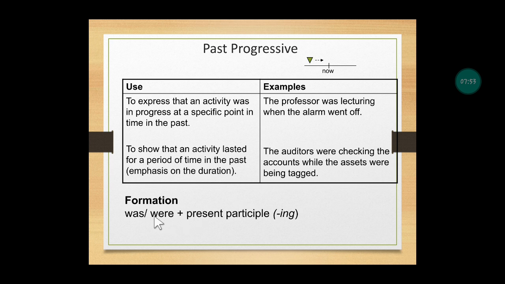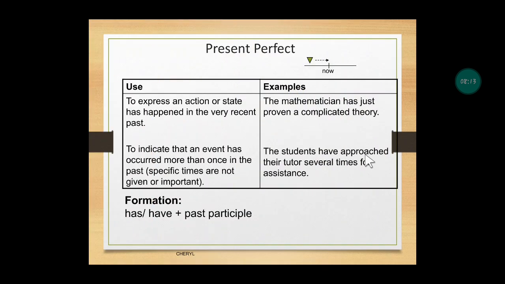How is the formation? We use was or were plus the present participle, the ing form. Here we have used was in the first example with the present participle ing form. Here we have used were and the present participle ing form.